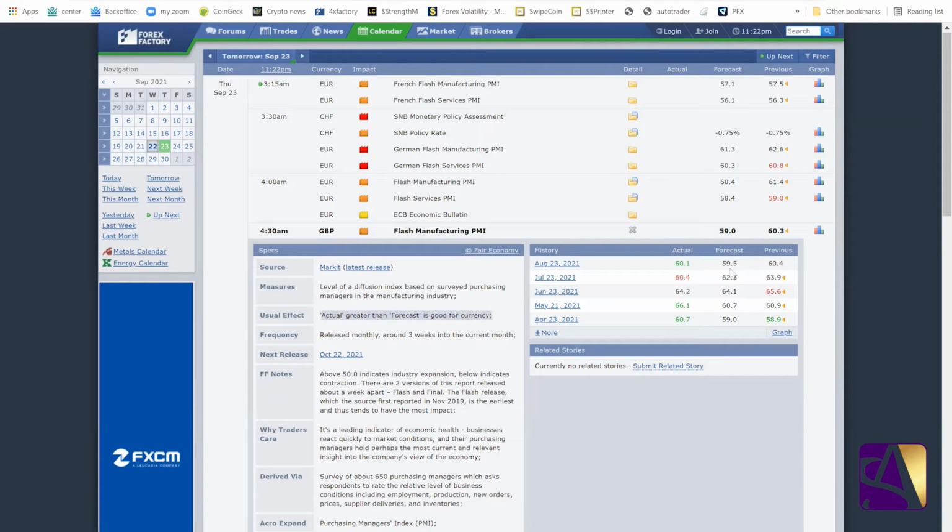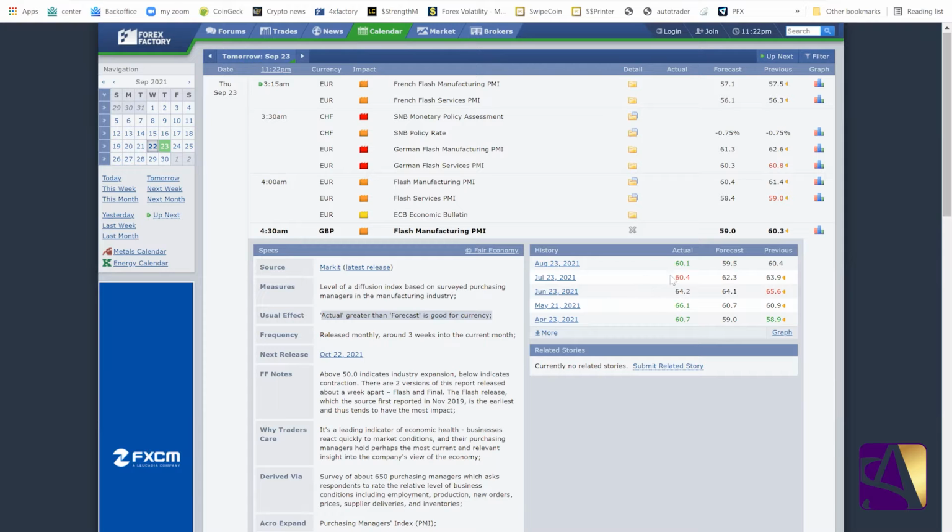So we're always going to see a forecasted amount. The forecasted amount for this period coming up at 4:30 a.m. in the next few hours is 59. Whatever this actual number ends up being, if it's higher than 59, that's positive for the currency, so it should make the currency go up. If it's like this, where on this date, July 23rd, the forecast was 62, actual was 60, generally that's negative for the currency. So it brings the strength down.